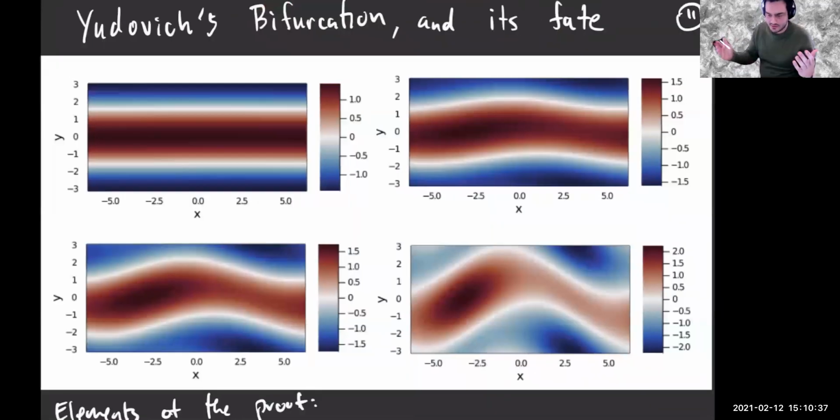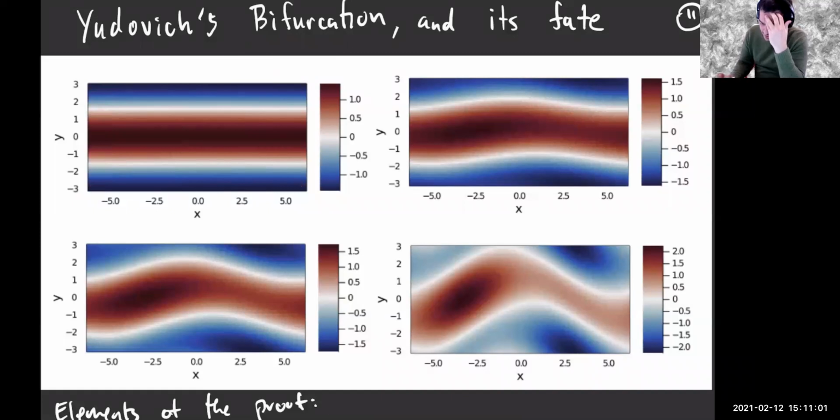So let's first see what Yudovich is talking about. This over here is right around the critical mu, and this corresponds to a stationary state. So I take some initial data nearby the steady state, and I run to long time, and it settles down to this steady thing.